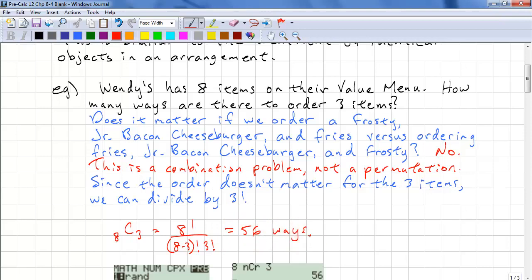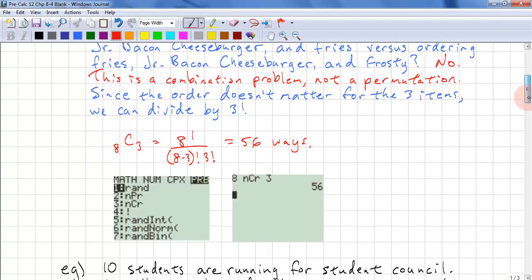And you should be thinking to yourself, is there an easier way? Yes, there is an easier way on your calculator. Press the math button, cursor to probability, and you're picking item number 3. So press 8 first. Then go to this function and choose r and enter 3 and then press enter. And you get the same answer, 56.